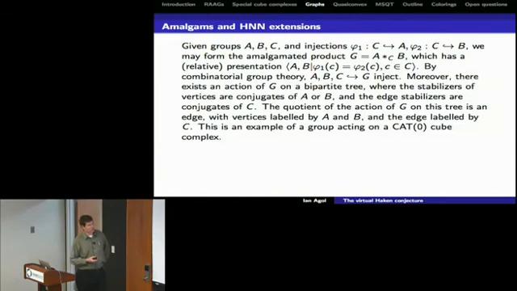And there actually exists an action of the group on a tree where the stabilizers of the vertices of that tree are conjugates of A or B, and the edge stabilizers are conjugates of C. And this is sort of a motivating example for groups acting on trees. So the quotient of this action is just an edge with vertices labeled by A and B. So that's an example of a co-compact action of a group on a CAT(0) cube complex.